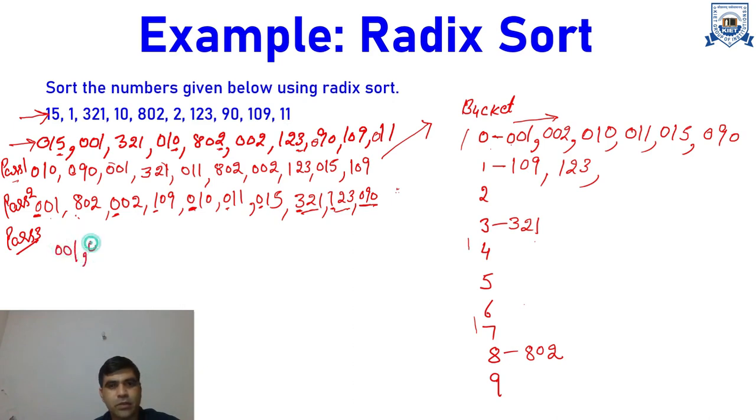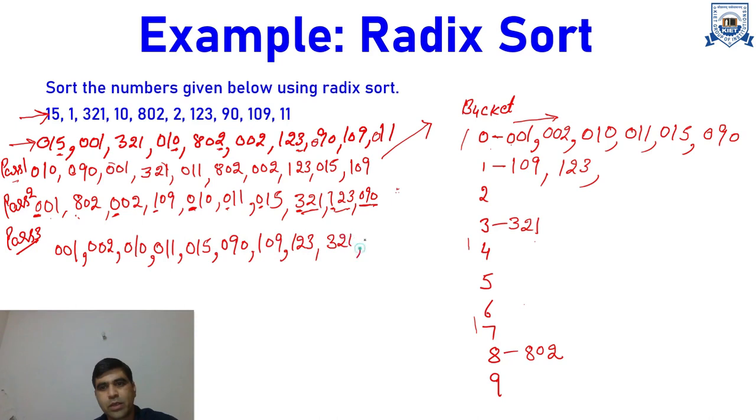Then I have 002. Then I have 010. Then I have 011. Then I have 015. Then I have 090. Then I have 109. Then I have 123. Then I have 321. Then I have 802. So this is the sequence after the third pass.